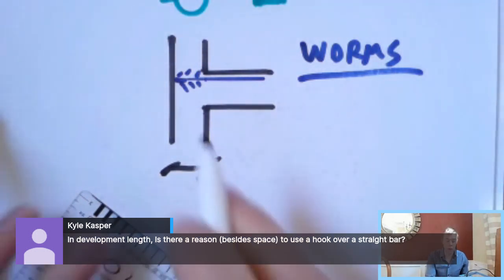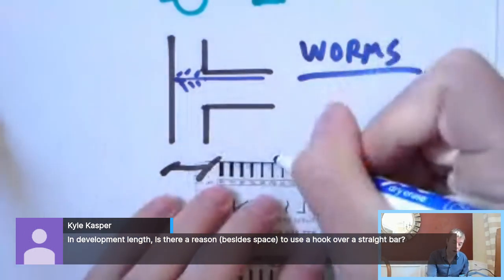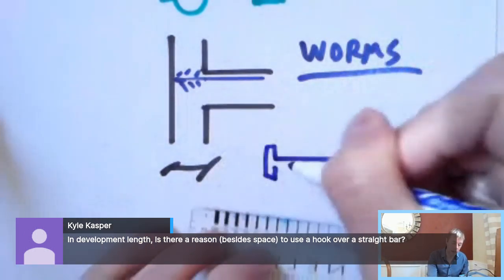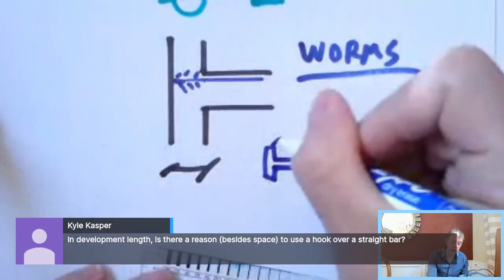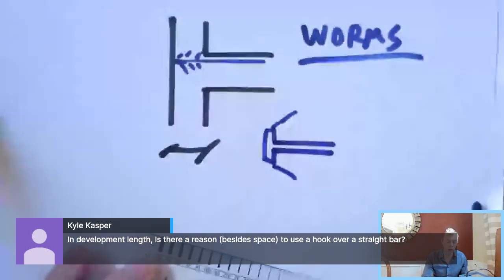And if you don't want to use a hooked or a straight bar, you can use something called a headed bar, where the bar actually comes in and has a head on the end. And again, that will anchor the bar and hold it in place and keep it from breaking out. That's what that's all about.